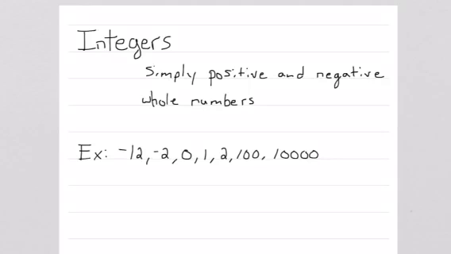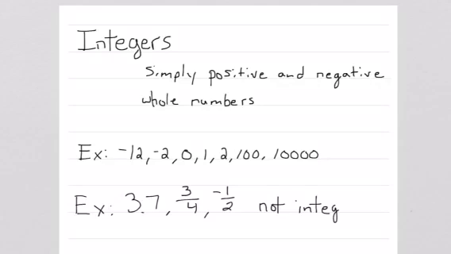And so some examples that do not fall under the integer category would just be 3.7, 3/4, -1/2. Just any number that is not a whole number, positive or negative, is not an integer. Alright, so this is just a real quick brief introduction to what are integers and what are not integers.